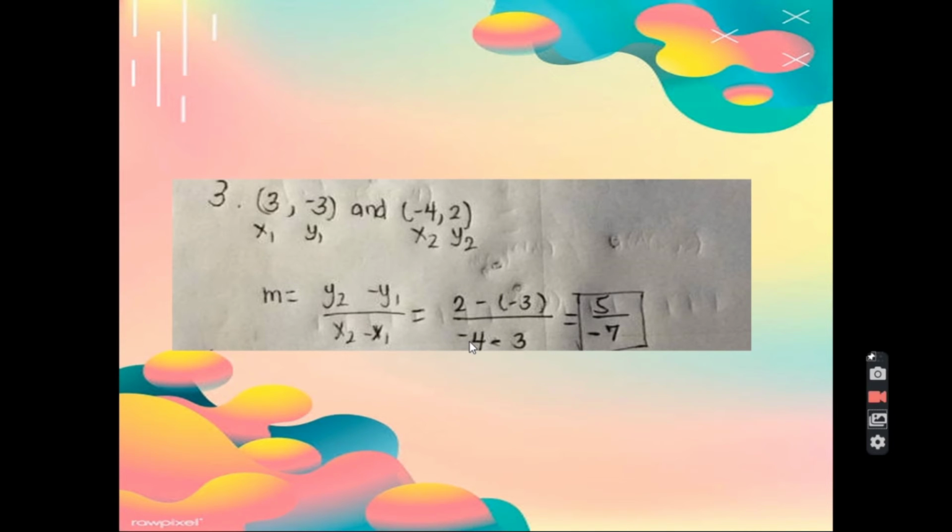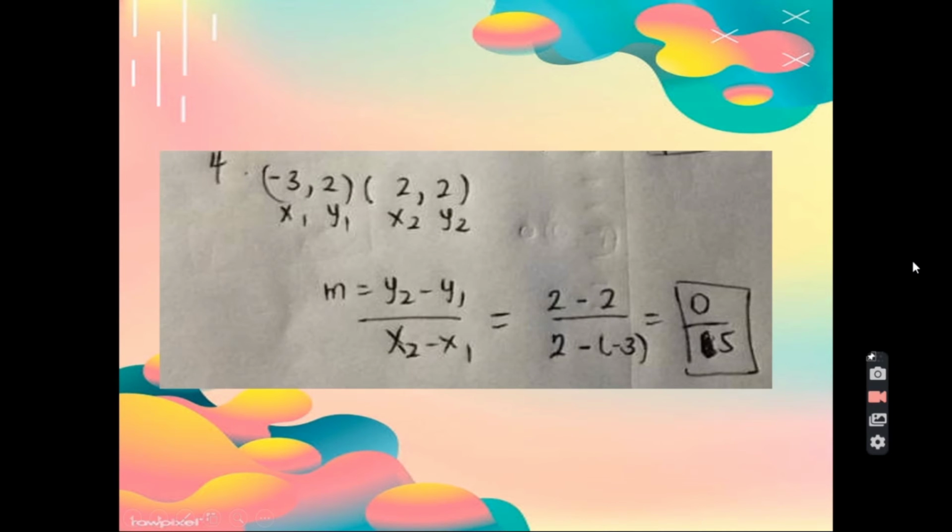Then here, negative 4, because negative 4 is our X sub 2, and then X sub 1 is positive 3. So negative 4 minus 3 is negative 7. Okay, so our answer for number 3, the slope, is 5 over negative 7.